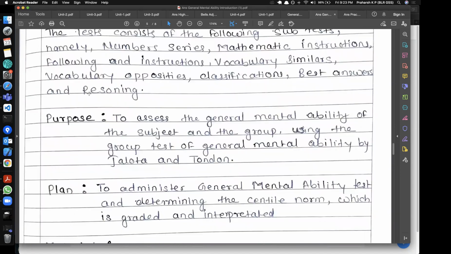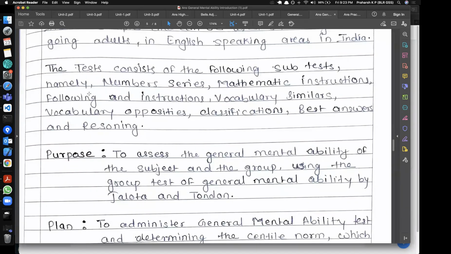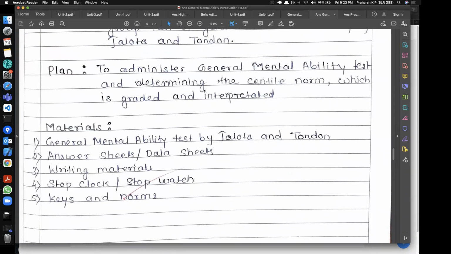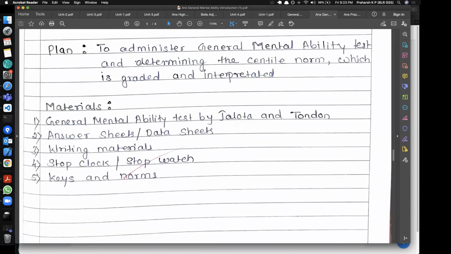Materials. Can somebody tell me what would be the materials for this? Any volunteers? Now we have done it a few times. Pen, paper, eraser, etc. Right? GMA questionnaire, answer key, writing materials, stop clock. Now we have to see what the timing should be, because whenever there's a stop clock in the materials, we know that it's a time-bound experiment.